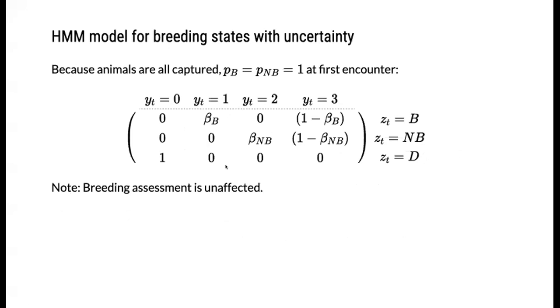This is going to be handy when we code the model in Nimble. I'll remind you of that later on. And the breeding assessment is unaffected. I mean, at first encounter, you still need to say whether you're assigned to a breeder state or a non-breeder state.